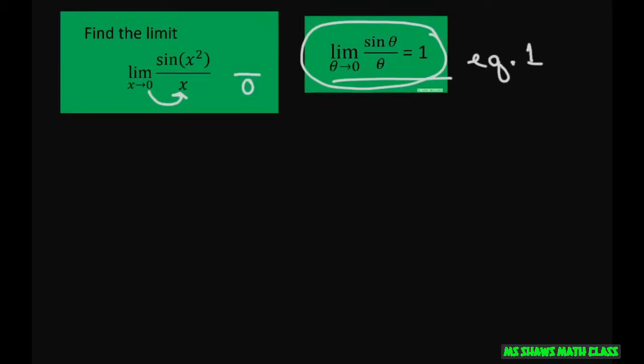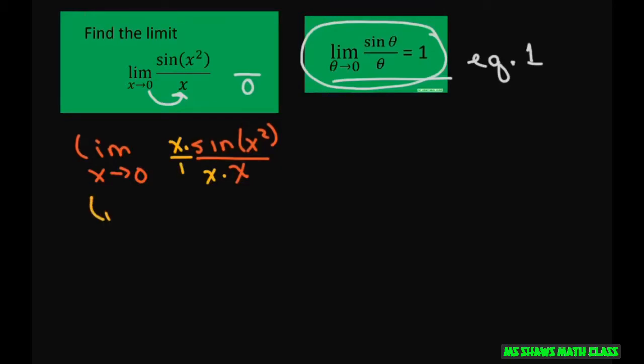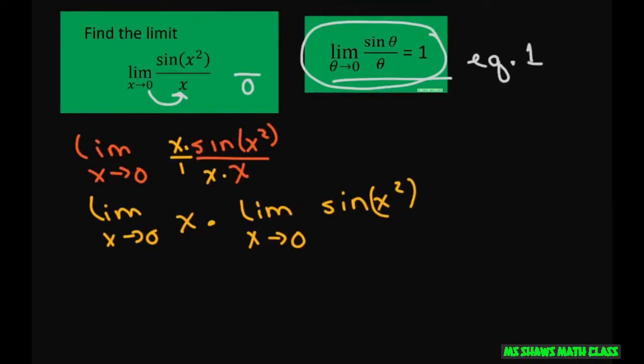So the first thing I'm going to do is take the limit as x tends to 0 of sine of x squared divided by x, and I'm going to multiply the numerator and the denominator by x. Okay, so then you split, so that would be x over 1 on that piece. So now let's split this up. You can get the limit as x tends to 0 of x times the limit as x tends to 0 of sine of x squared divided by x squared.